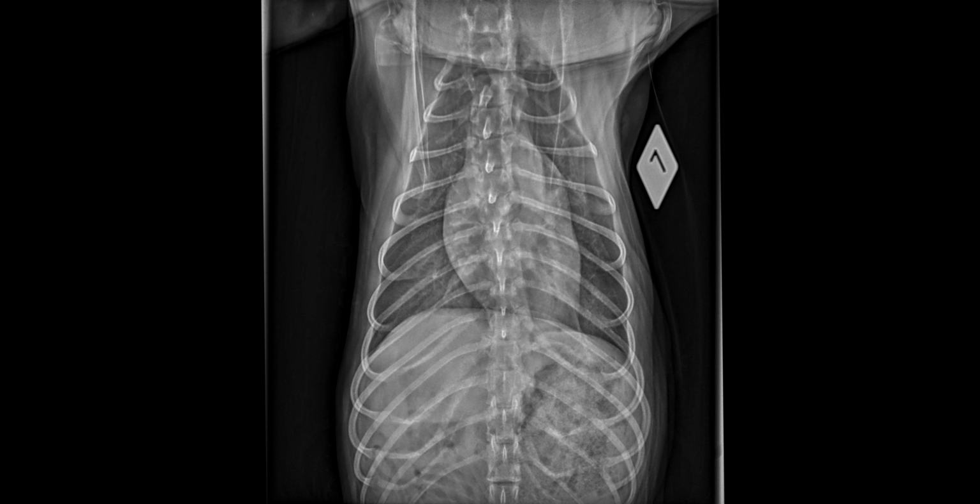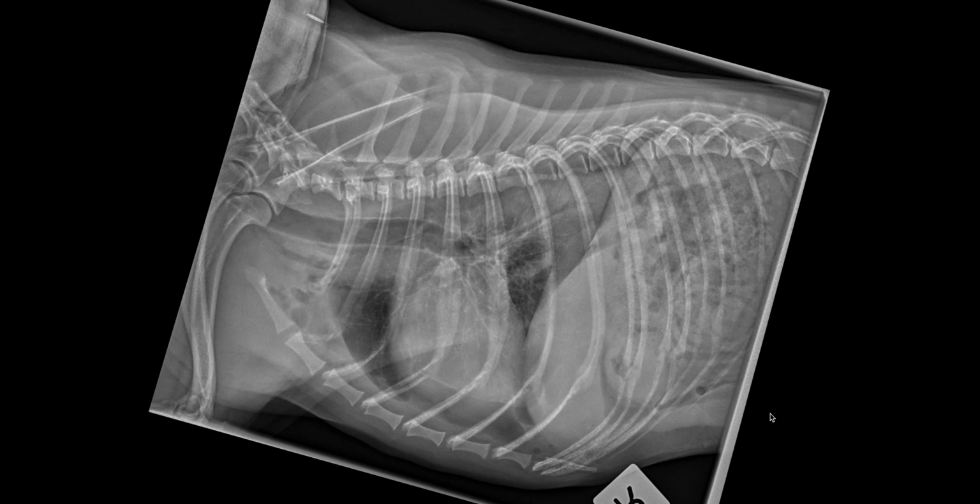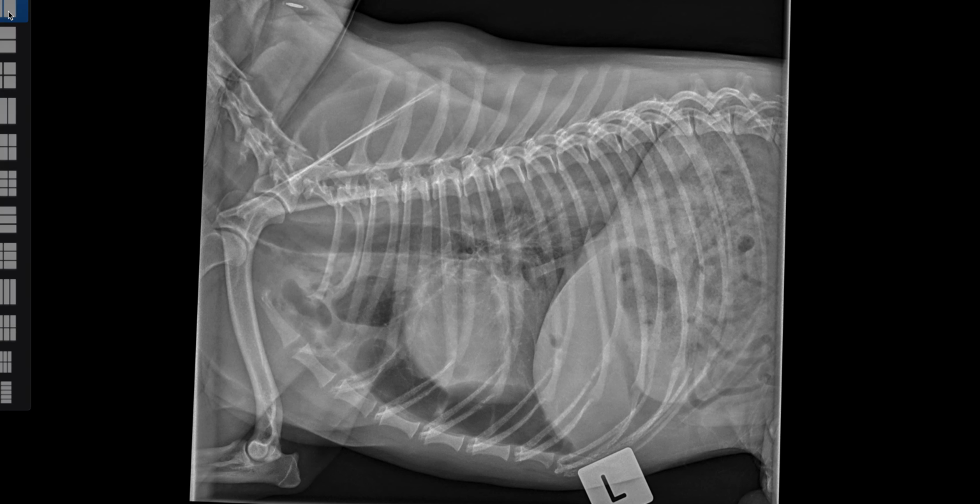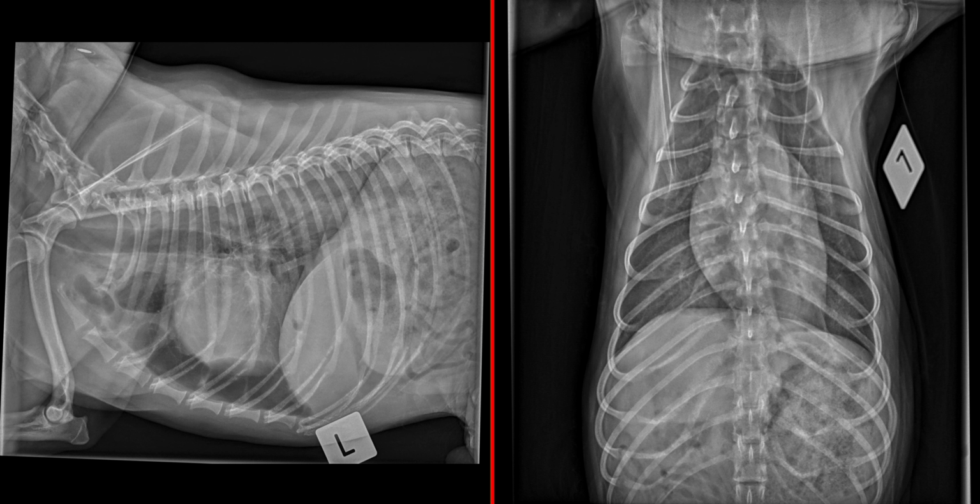Today's case is a 4.5-year-old King Charles Spaniel who was unfortunately run over by his owner. His lung sounds are dull and his respiratory effort is increasing. We notice that there is gas in the pleural space. This is consistent with a pneumothorax.